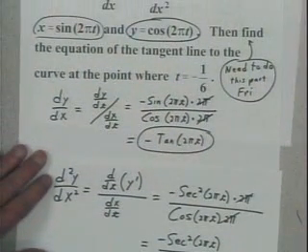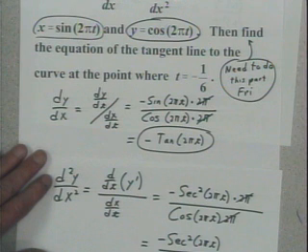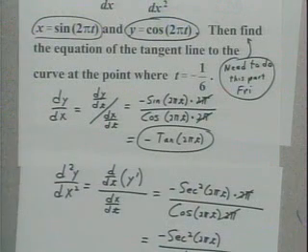And it said, find the equation of the tangent line to the curve at the point where t is minus 1/6. Okay, that's a standard question in Calc 1 that's on virtually every test. Find an equation of a tangent line. Do you remember how we did it back then? Equation of a tangent line?